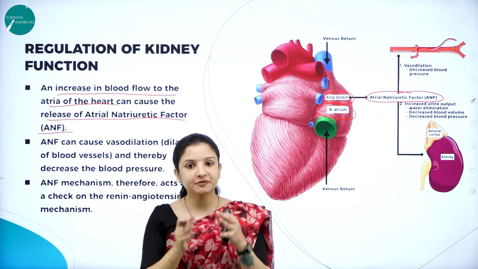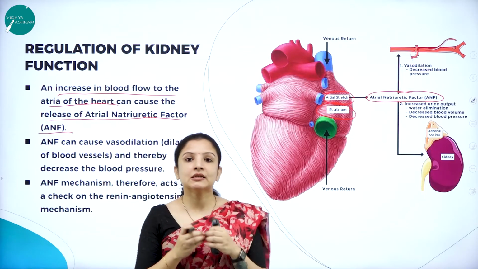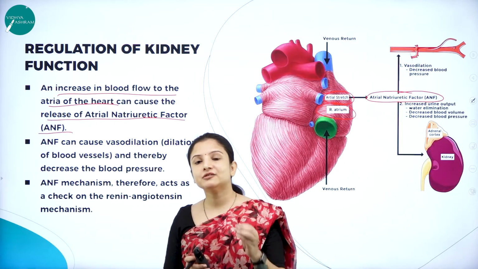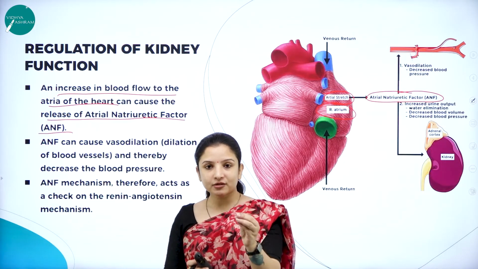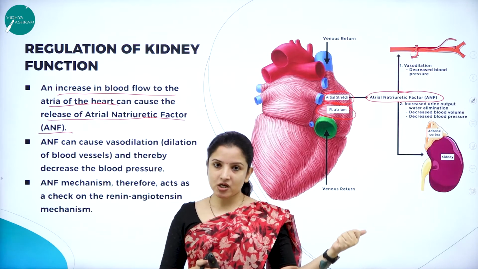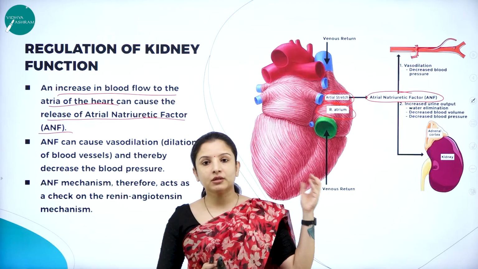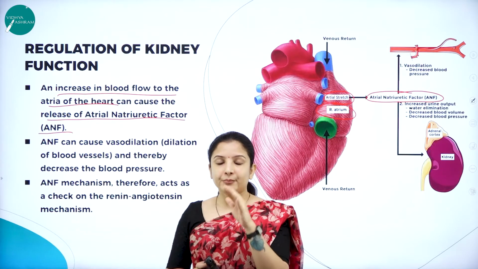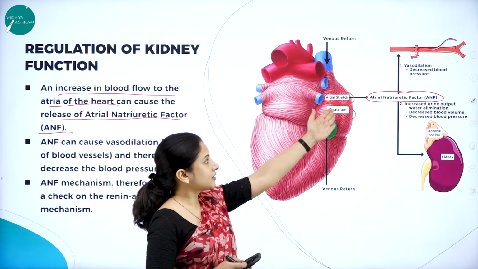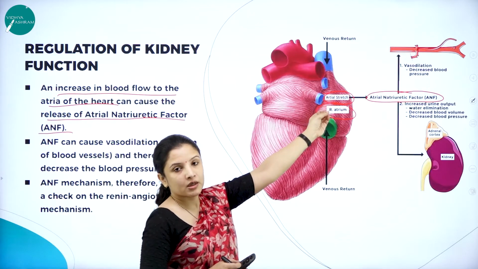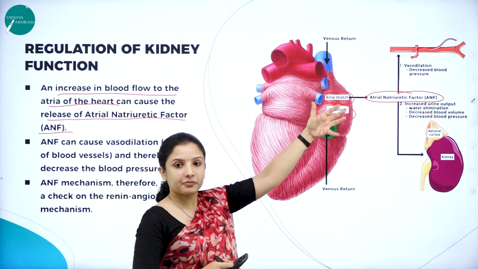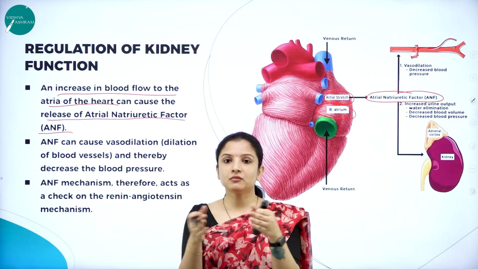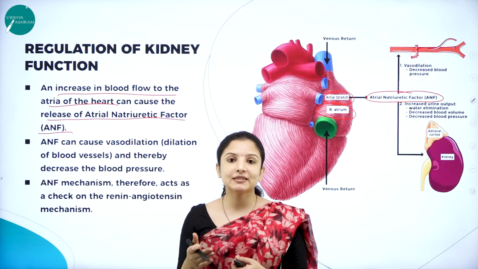That is, it helps in making the blood vessels broader, therefore decreasing the blood pressure. That is the difference between a vasoconstrictor and a vasodilator. Vasoconstrictors such as the ADH hormone and aldosterone actually constrict or make the blood vessels narrower. But the atrial natriuretic factor, released because of the stretching of the right atrium due to extra blood flow, causes vasodilation, making the blood vessels broader and therefore decreasing the blood pressure.